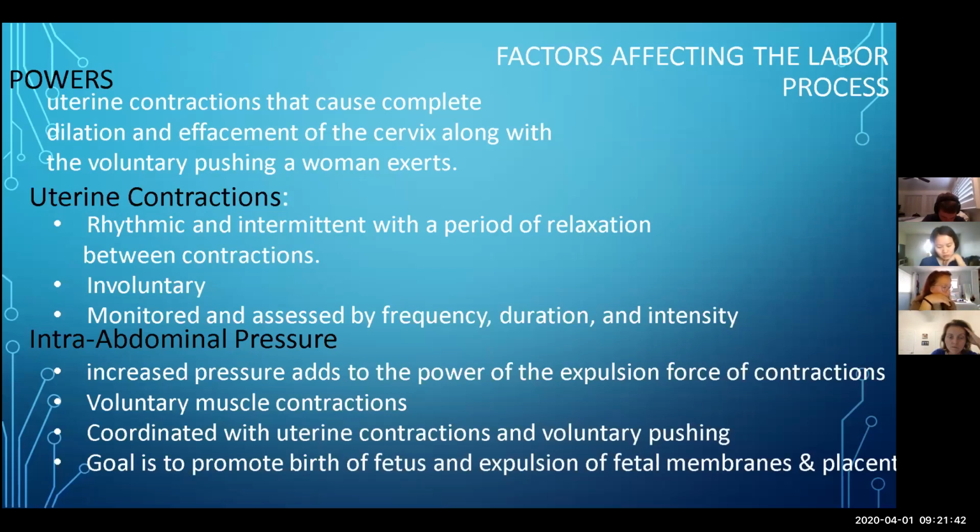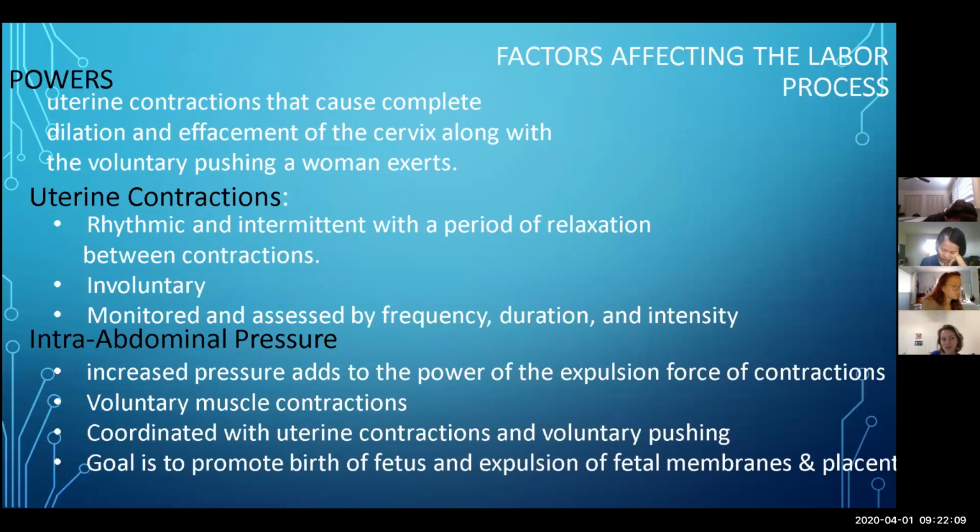Uterine contractions cannot be controlled. Like we said, they're involuntary. So we can't ask a mom, well, just stop contracting. Can't do that. It's like blinking and breathing. It's just involuntary. They're rhythmic and intermittent with a period of relaxation between them, thank goodness, because when they come too close together, that really tuckers our moms out, and it really tuckers our babies out. So we want there to be a period of relaxation between.